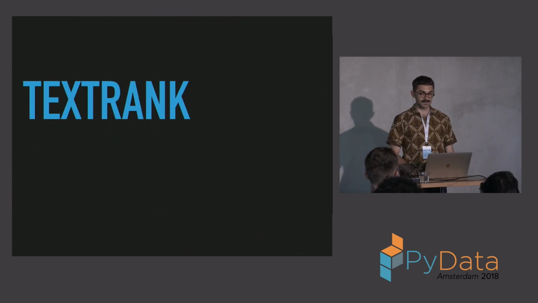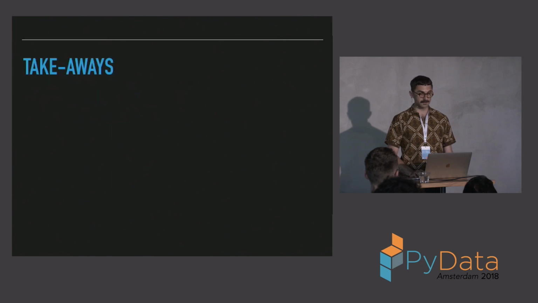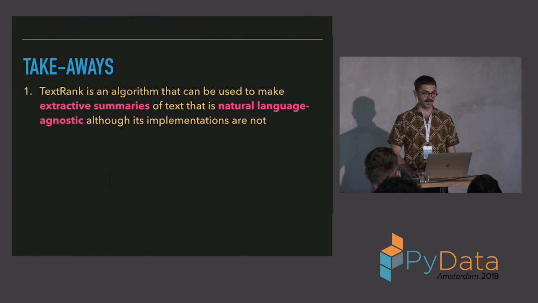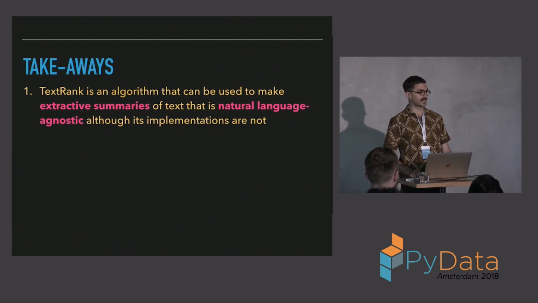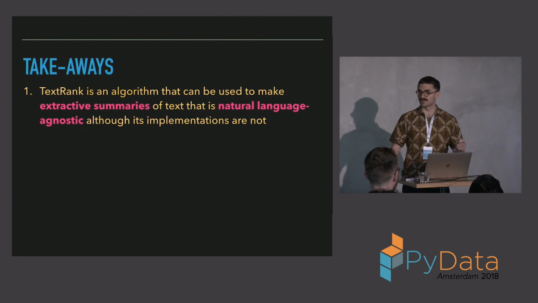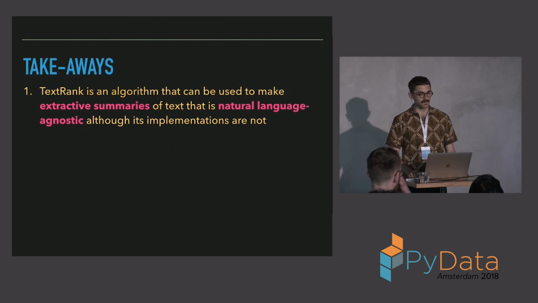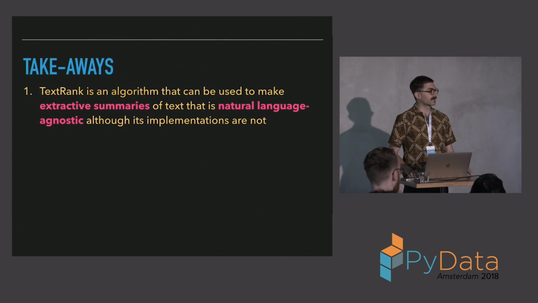So to begin, I'd like to start with the takeaways from my talk. One, TextRank is an algorithm that can be used to make extractive summaries of text and is natural language agnostic, which means that it doesn't really care what the input language is, although implementations of this algorithm certainly are.